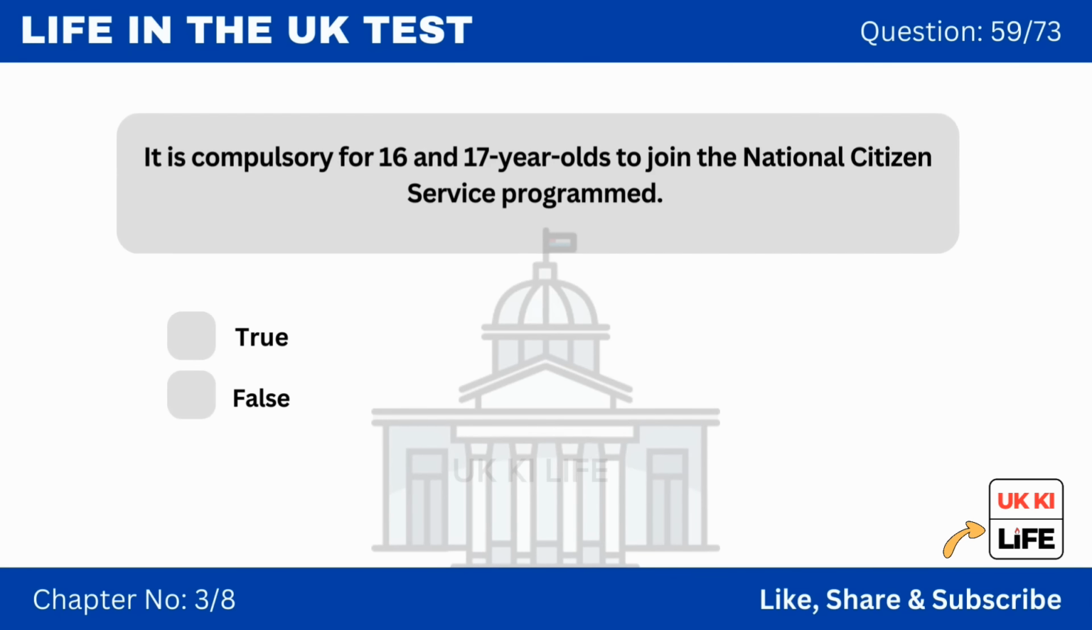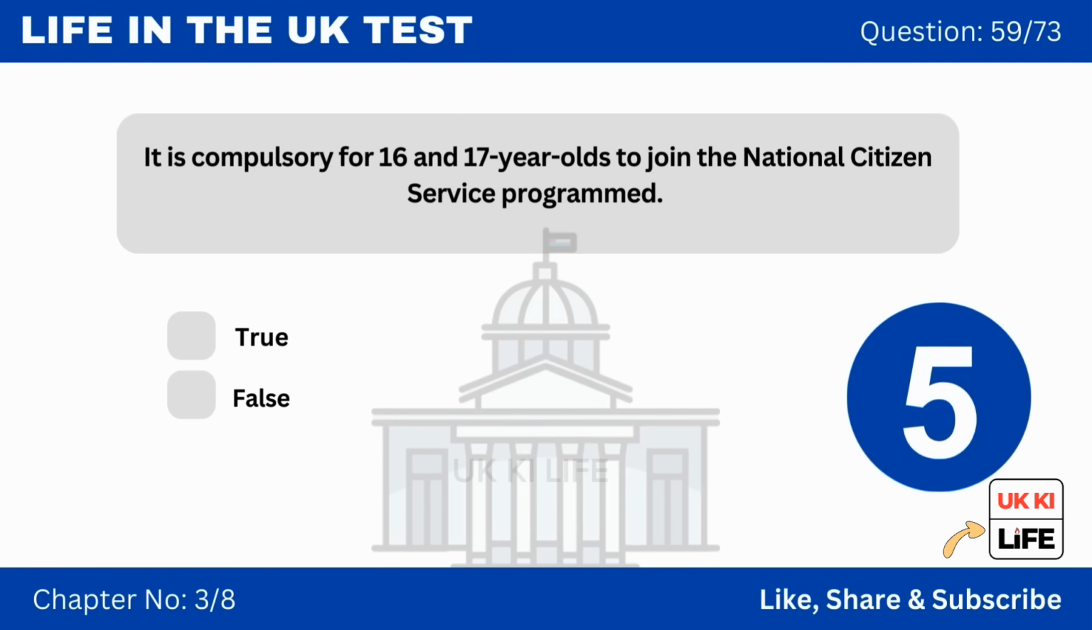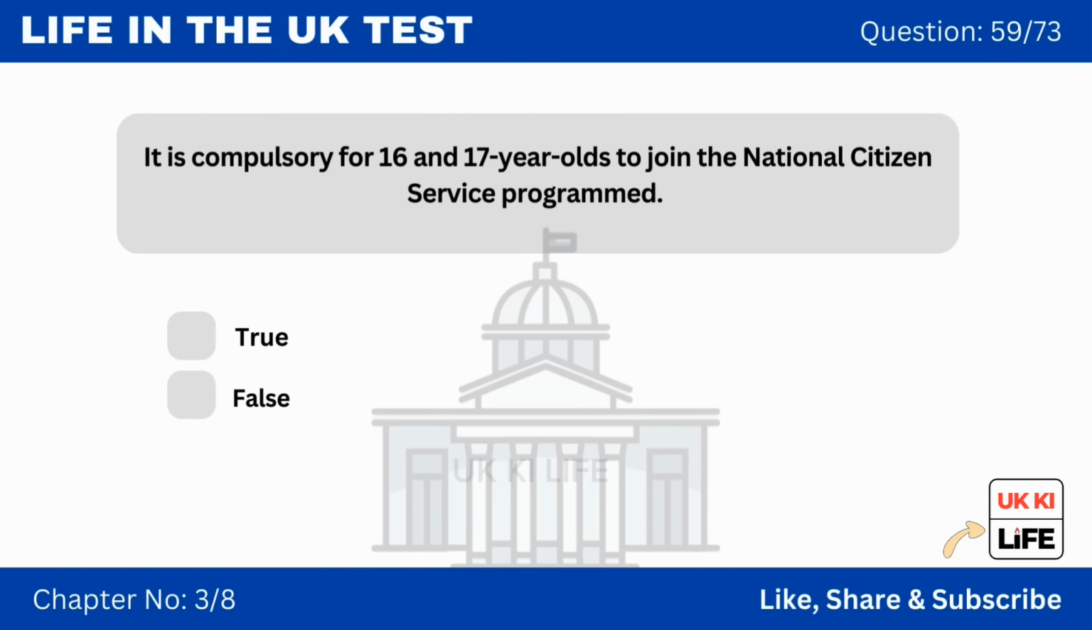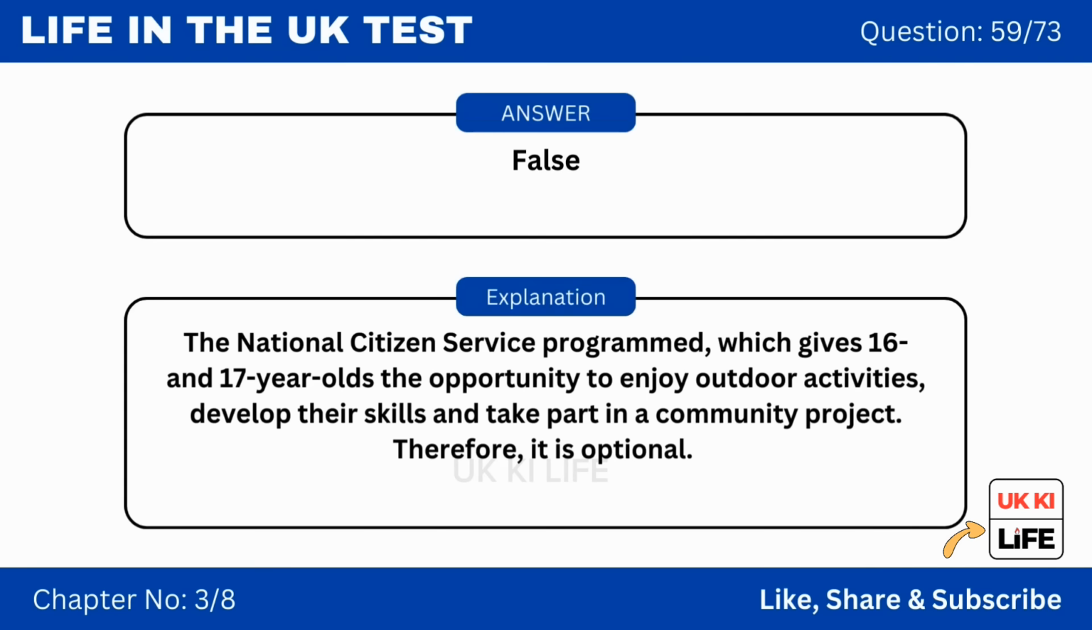Question 59. It is compulsory for 16 and 17-year-olds to join the National Citizen Service programme. True, false? The correct option is B. Explanation. False. The National Citizen Service programme, which gives 16 and 17-year-olds the opportunity to enjoy outdoor activities, develop their skills and take part in a community project. Therefore, it is optional.